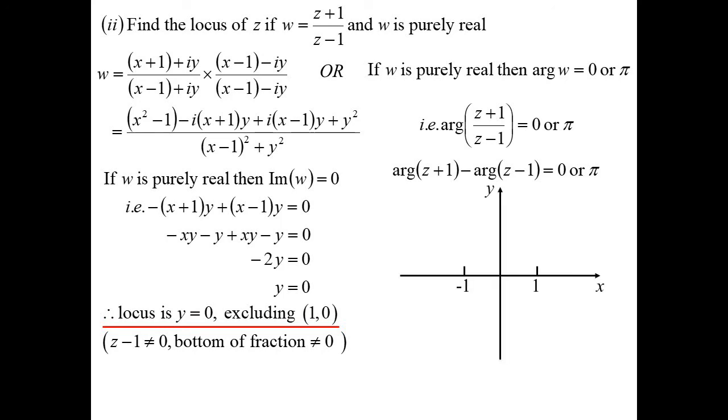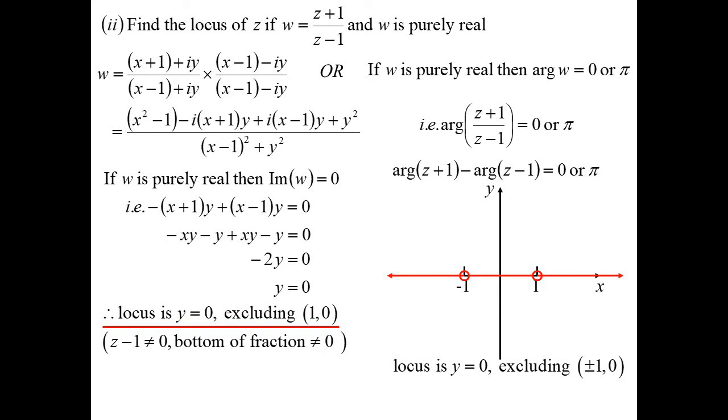Let's draw a picture. Okay, so we've got 1 and minus 1. I need to place Z somewhere so that the difference between the two vectors is either 0 or pi. Well, let's have a look at that one. The first one's joined up to negative 1. The second one's joined up to 1. If they were going in opposite directions, they would have a difference of pi. So it's the complete line. But, oh, I've got 2 points of exclusion. The other answer said I've got 1 point of exclusion, which is right. So it's saying, yes, it's y equals 0, the x-axis, but excluding both plus or minus 1.